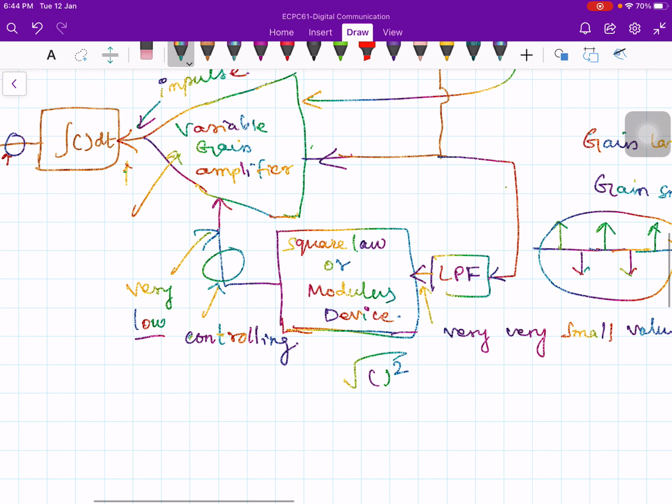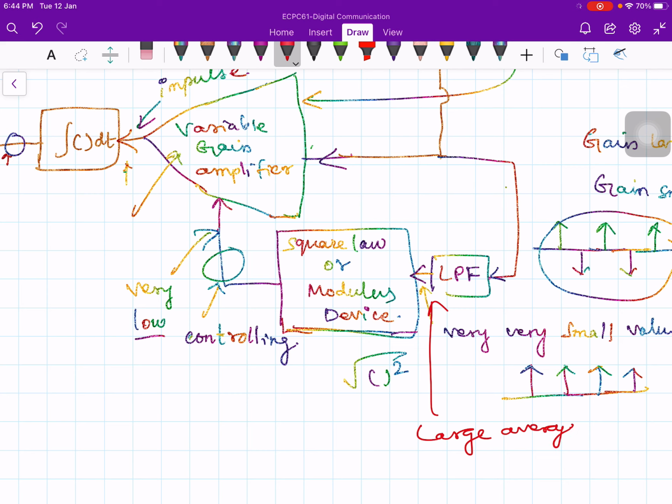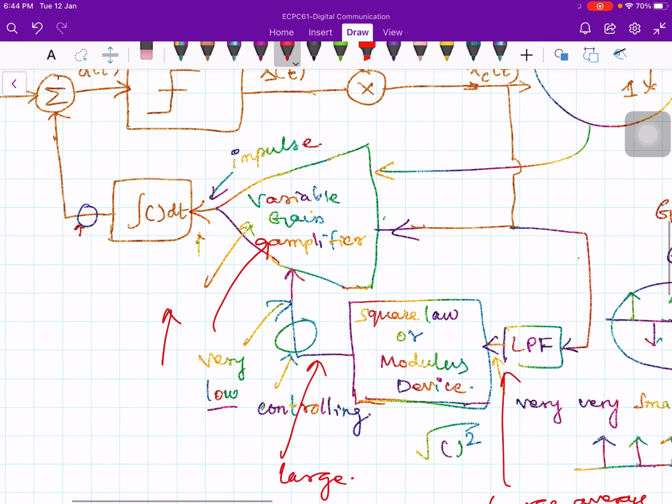Go to the figure. If you have this sequence of pulses like this, then at this point you will get a large average value. That is again given to the modulus device, and here also you will get a large value. If the controlling signal is large, then the gain offered by the amplifier is increased. If that is increased, then the step size is increased. If the step size is increased, the output of the integrator is also high. Therefore, the slope overload distortion is eliminated. So this is one way.